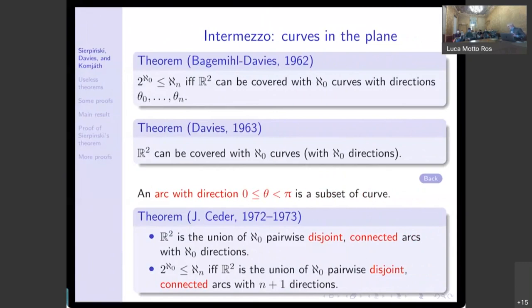Connected means that as subsets, each of them is a partial function. So if you look at it as a subset of R2, it's a connected subset. And so if you thought, okay, let me take the graph of a continuous function and I just make countably many holes there, then you get countably many paths. And 2 to the aleph-naught is at most aleph n if and only if R2 is the union of aleph-0 pairwise disjoint connected arcs with n plus 1 directions. So it's quite peculiar. Okay, so this is my small excursus on this topic. I want to go back to one of these theorems at some point. Everybody happy with this? Hope so.